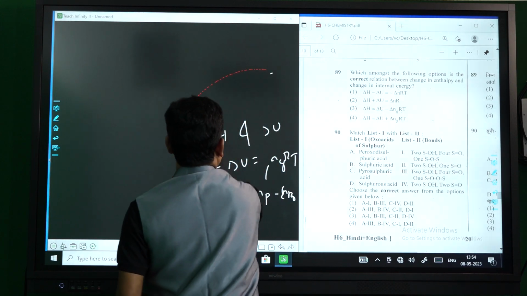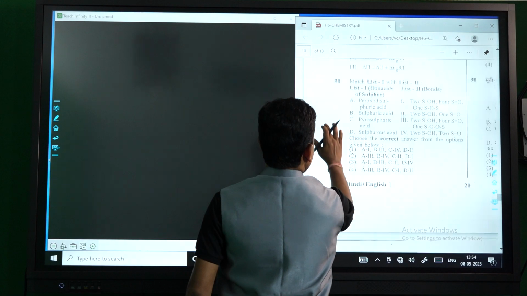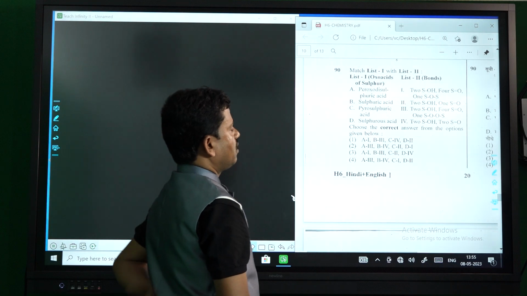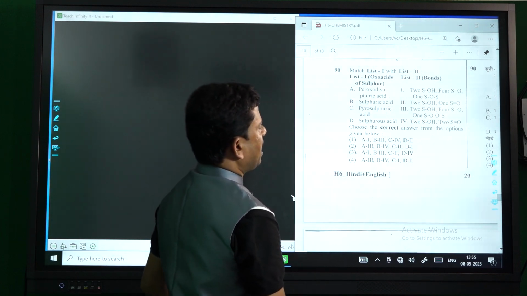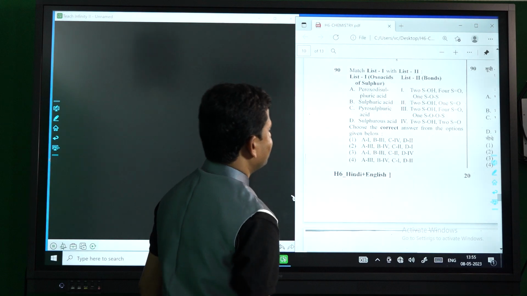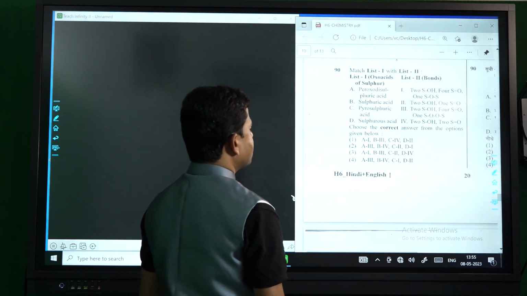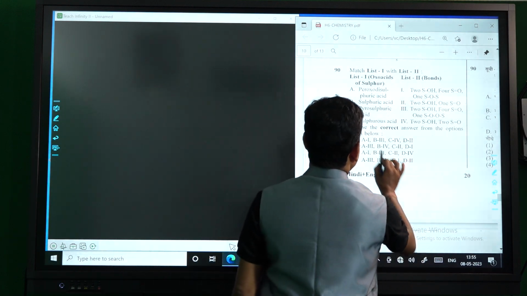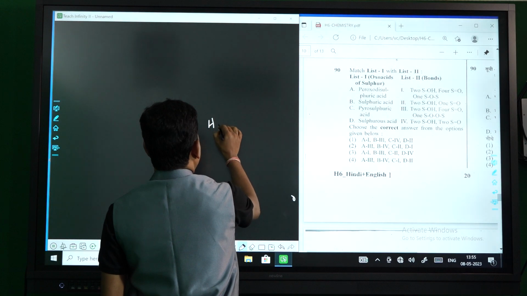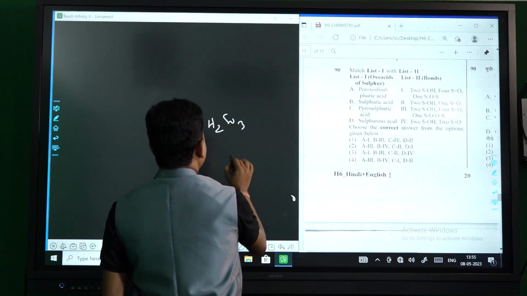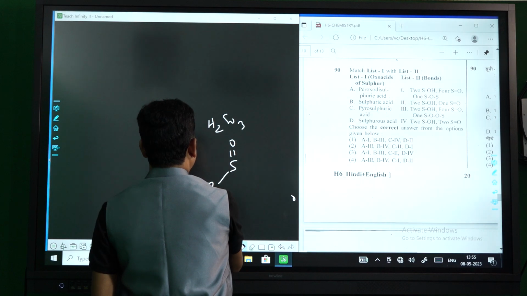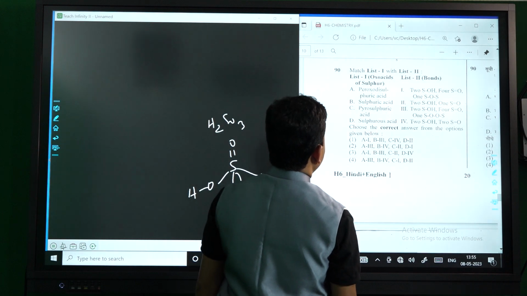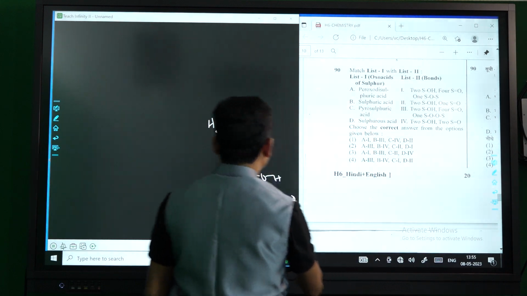Question number 90. In your list 1, oxy sulfur acids are given, and in list 2 some bonds are given, and match them. Dear students, how to solve this question quickly? You can take sulfurous acid. Formula is H2SO3, with S double bond O, S-OH, and a lone pair. And check that A is sulfurous and B is sulfuric acid.